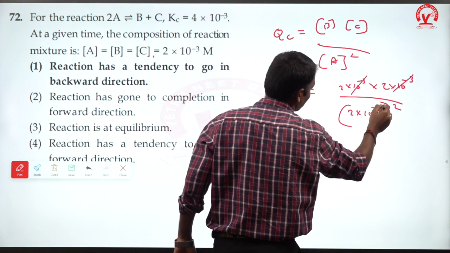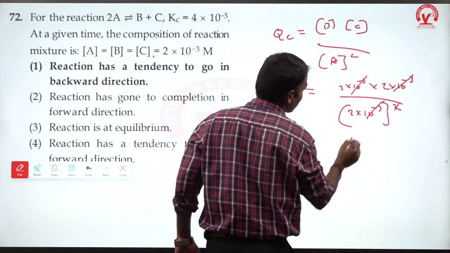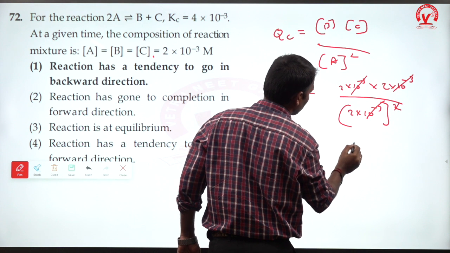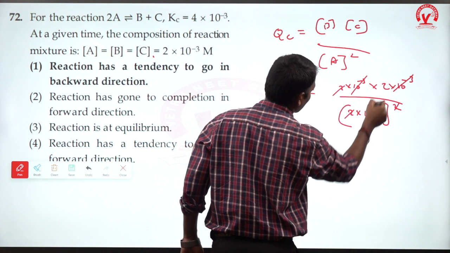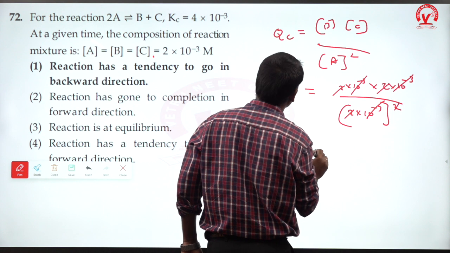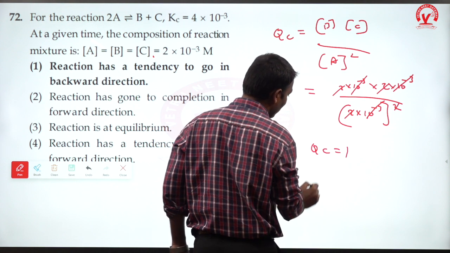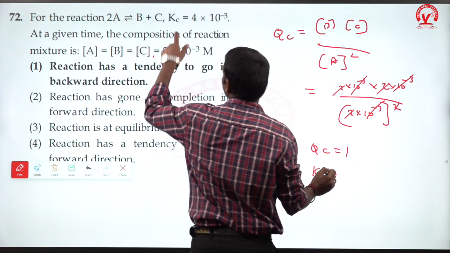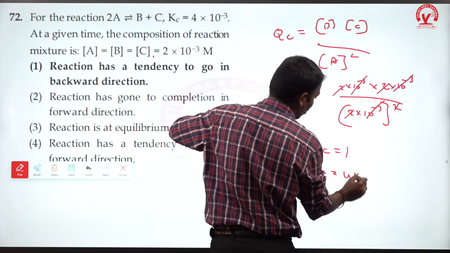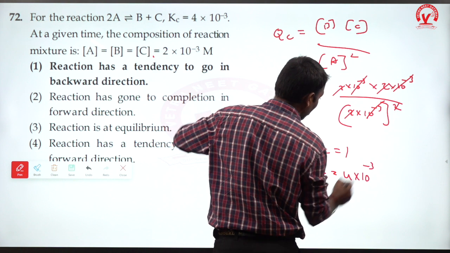So the squares get cancelled, and the 2 also gets cancelled, right? So then Qc is equal to 1. Then Kc, they give as 4 into 10 power minus 3.